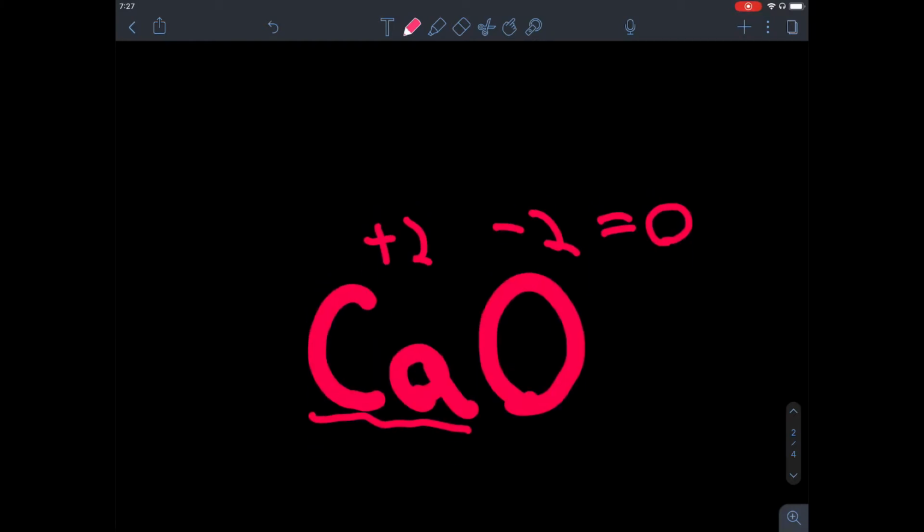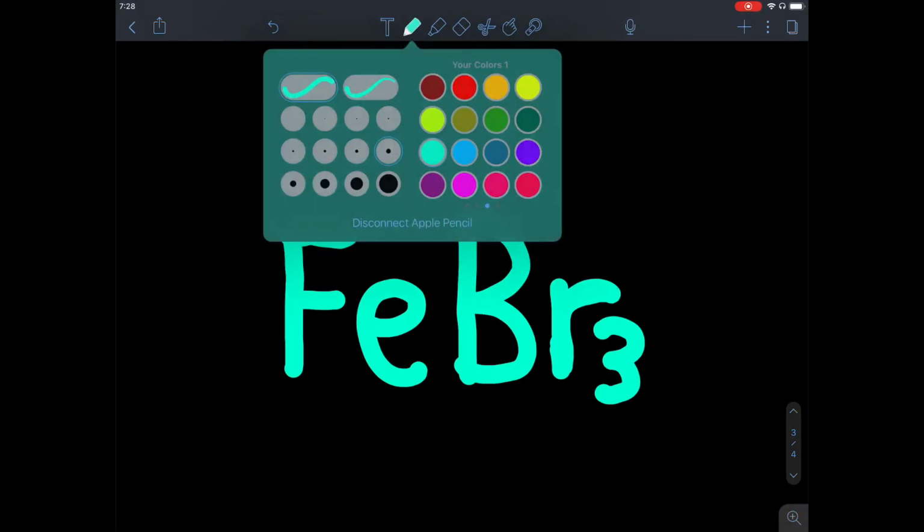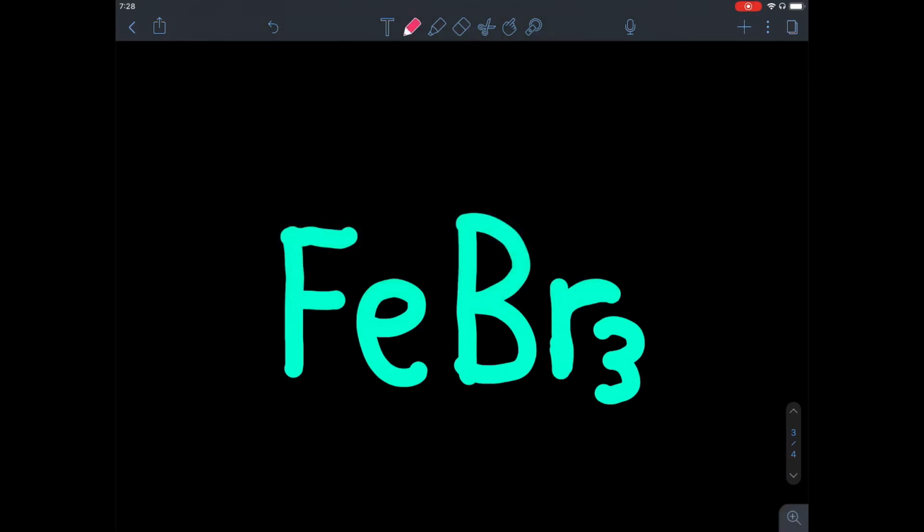Now let's try FeBr3. According to our rule chart, there is no rule for iron, Fe, which means that we must skip this atom for now and move on to bromine, Br. Bromine is a halogen, which means that its oxidation number would be -1.